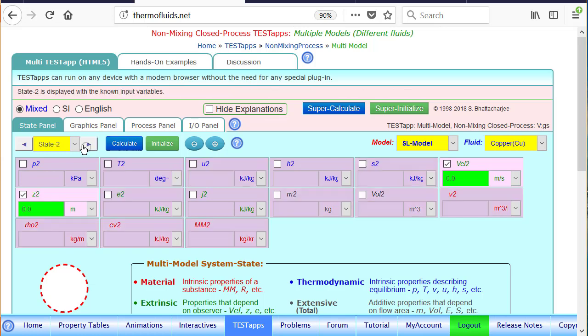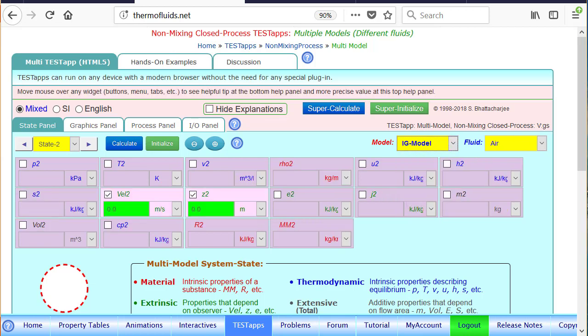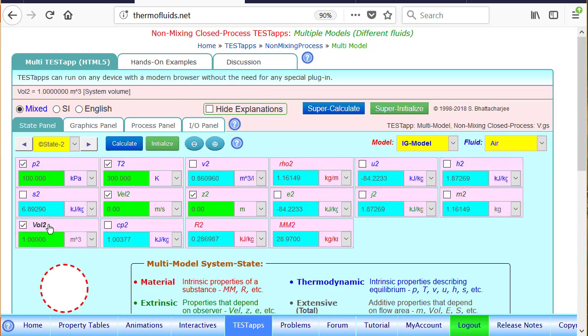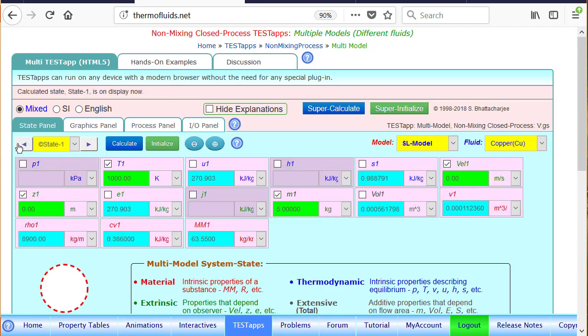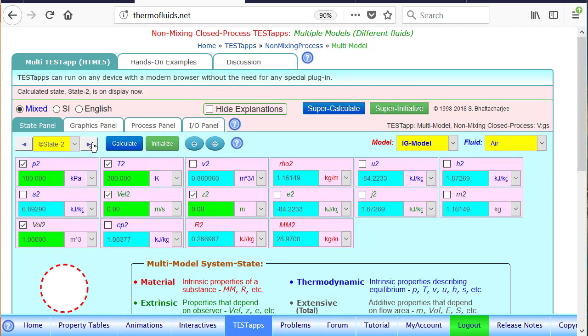Okay, now state 2, we have to switch to the IG model. So let's go to the IG model, and air is the default fluid already. 100 kPa is given to us. Temperature is 300 Kelvin. And I think the volume is supplied to be 1 meter cube. So this is the easy part. For states 1 and 2, we know the energy and entropy of each of the states.